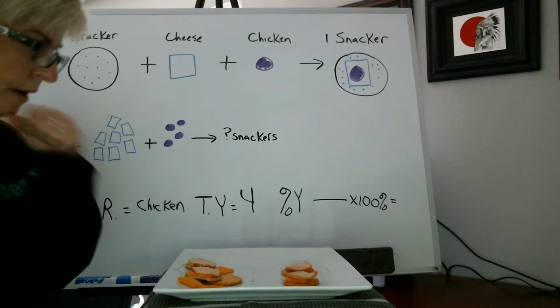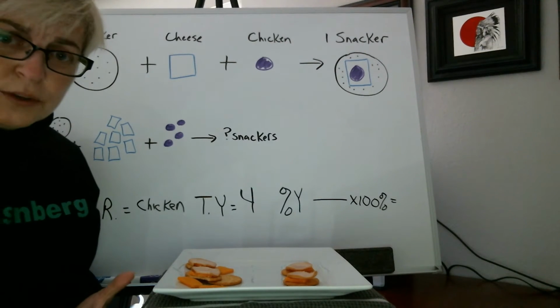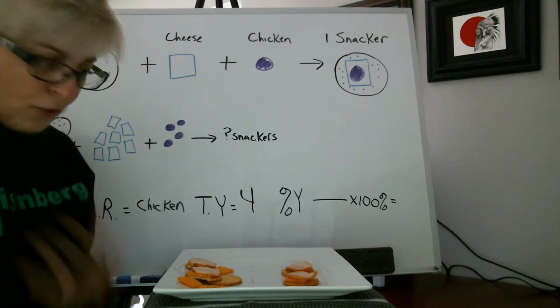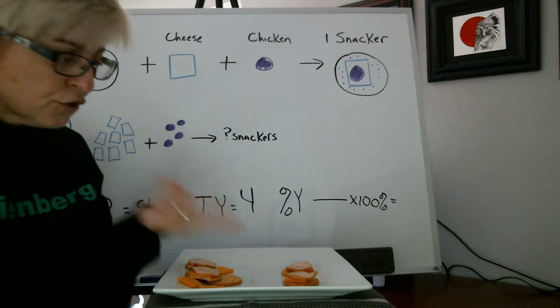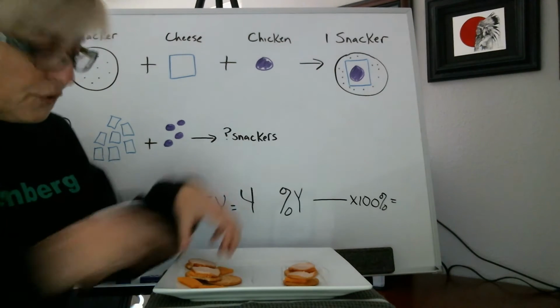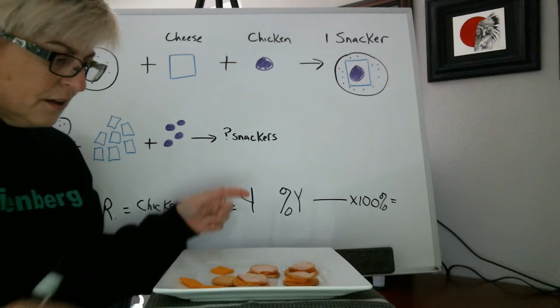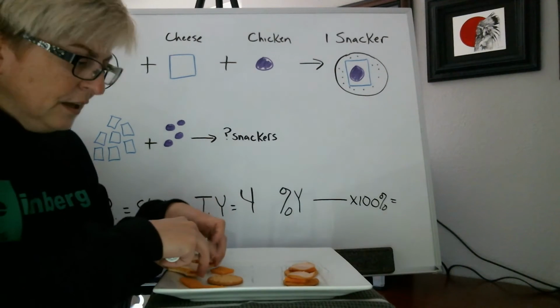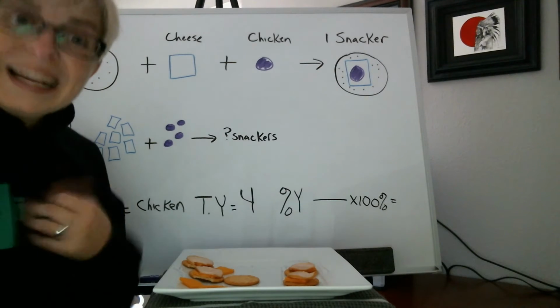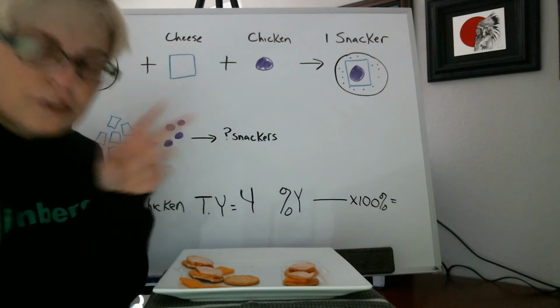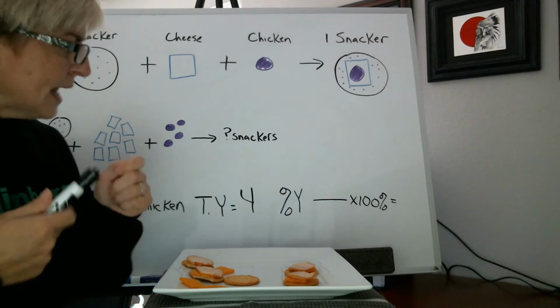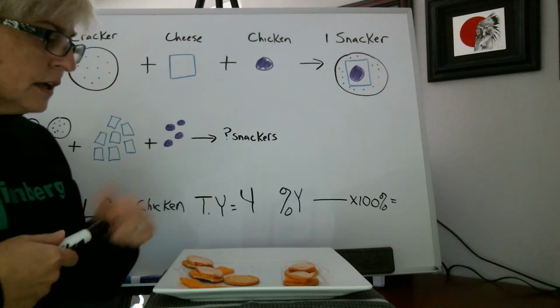What happened? My actual yield now, the only crackers that I can actually serve, are 2. Even though I made 4, 4 is my theoretical yield, these 2 are defective. So I can only serve 2. So my actual yield is 2.